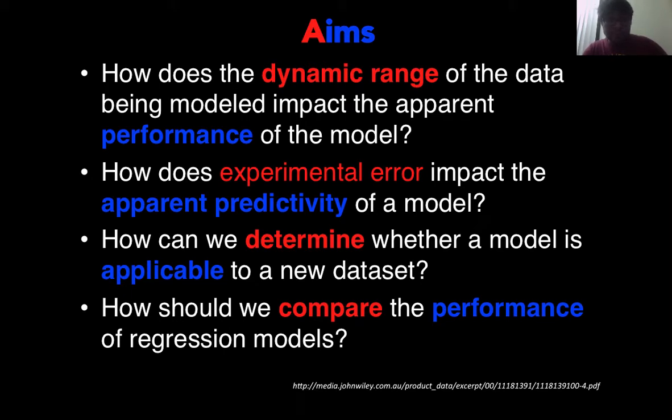So the major questions you need to ask about: how does the dynamic range of the data being modeled impact the apparent performance of the model? The dynamic range comes into play with the activity values, like for example the IC50 values, and how would you select the IC50 values or the activity values to make classification models. What are the pitfalls of using activity values to make a classification model, and also how does the experimental error impact the apparent predictivity of a model, and how we can determine whether a model is applicable to a new data set, and also how should we compare the performance of the regression models.